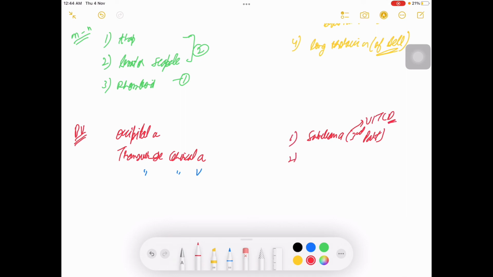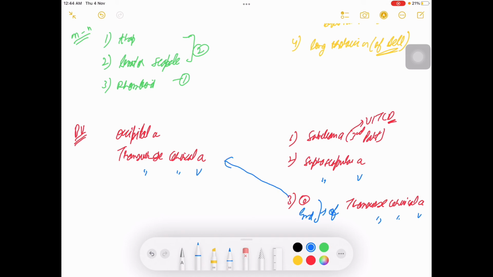Okay, subclavian artery. Now suprascapular artery, suprascapular vein, the origin and end of the transverse cervical artery and transverse cervical vein. It originates from here and goes here, and it comes from here and drains here, like that.